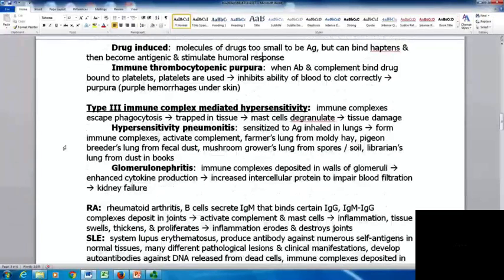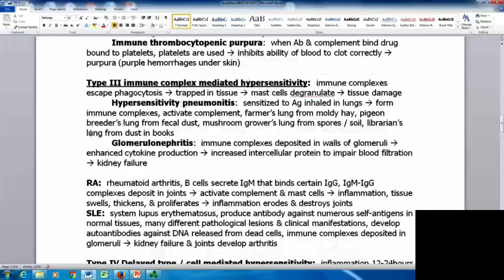In type 3 immune complex mediated hypersensitivity, here the immune complexes escape phagocytosis and become trapped in the tissue. The mast cells degranulate and lead to tissue damage. Hypersensitivity pneumonitis is an example. A person who is sensitized to the antigen inhaled in the lungs will form immune complexes. They will activate complement and lead to damage.